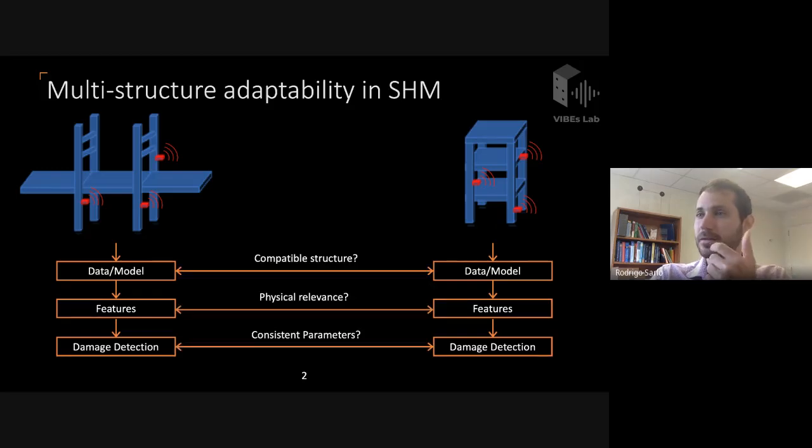Now, if you want to transfer information from one structure to the other, you run into some bottlenecks. In terms of data, you have to see if the models are of compatible structure with each other. Does data in one structure mean the same in another? For features, are the features physically relevant from one to the other? And in terms of damage detection, all the way down the line, are the parameters that you've chosen, such as thresholds and detection windows, going to result in consistent performance from one structure to the other?